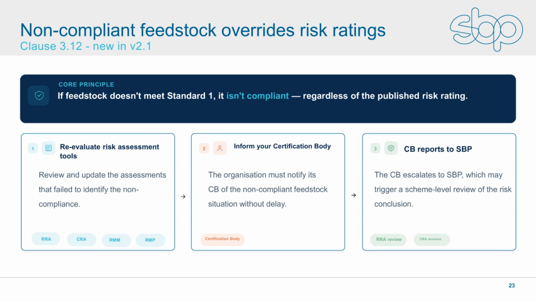The key message: a risk rating is a tool to guide effort, not a shield against reality. If the feedstock does not meet Standard 1, it is not compliant. And the system has a clear feedback loop to make sure the risk assessment catches up with what is actually happening in the supply base.